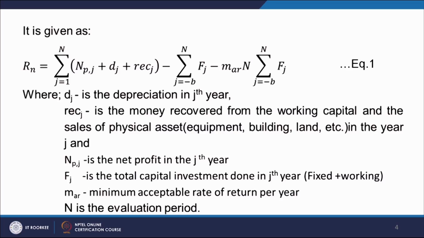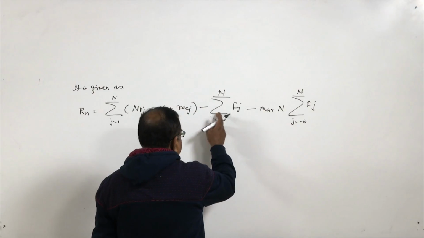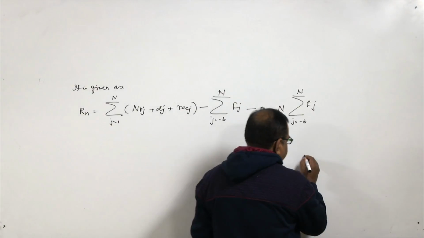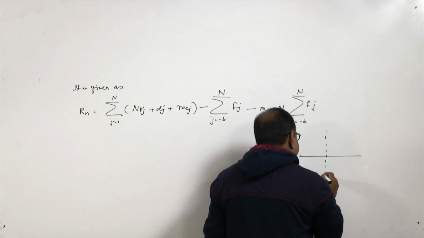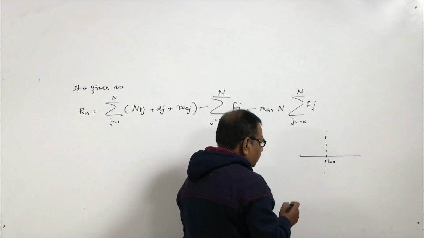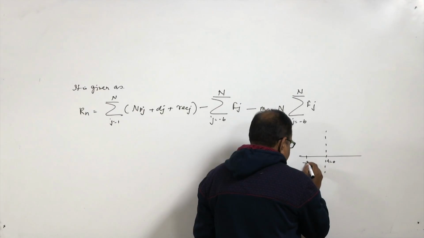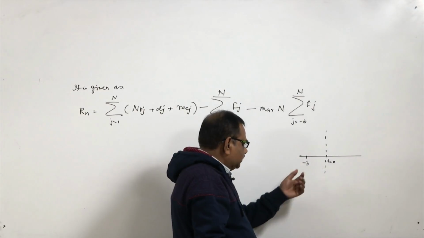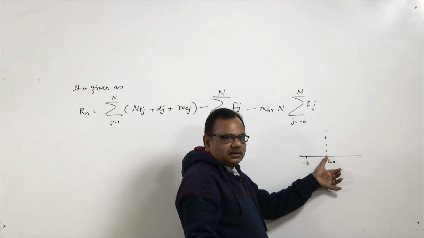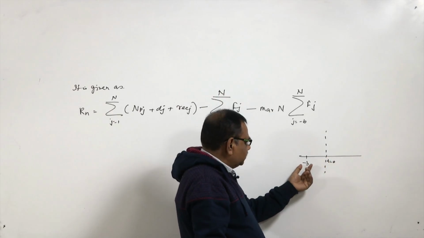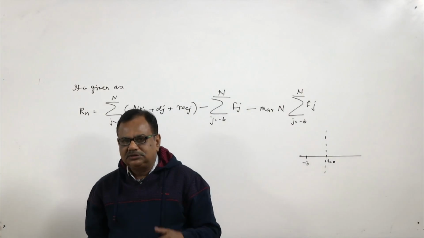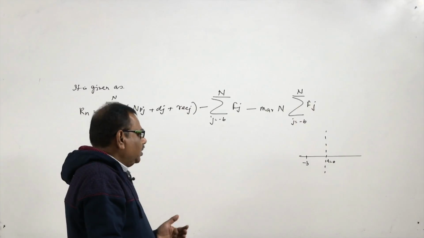Here we will see that this starts from minus b, whereas this starts from j equal to 1. Basically, if this is the period t equal to 0, the firm starts producing. Before that we have to invest. That means the investment will start from here and the production starts from here, and that is why this is minus b, because these are the fixed investments. It starts before the production starts.